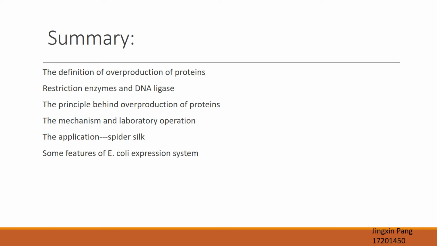As we have learned in this video, here is a brief summary to review the content of the former slides. Firstly, we introduce the definition of overproduction of the proteins, then two kinds of enzymes used for building expression vectors. After that, we focus on the principle and mechanisms behind the technique. To deeply illustrate this topic, we introduce an example, spider silk. Finally, we list some features of the E. coli system.